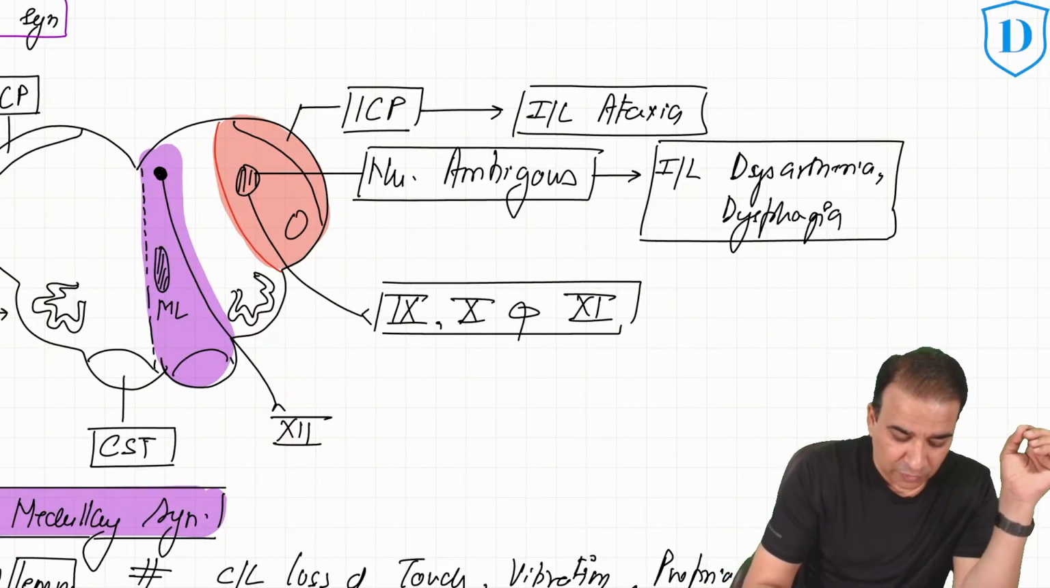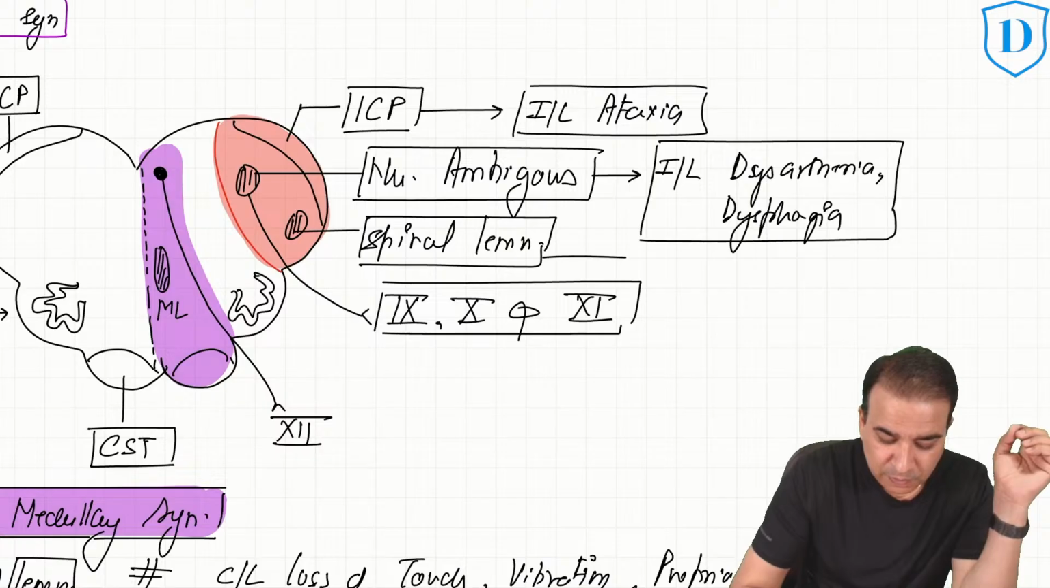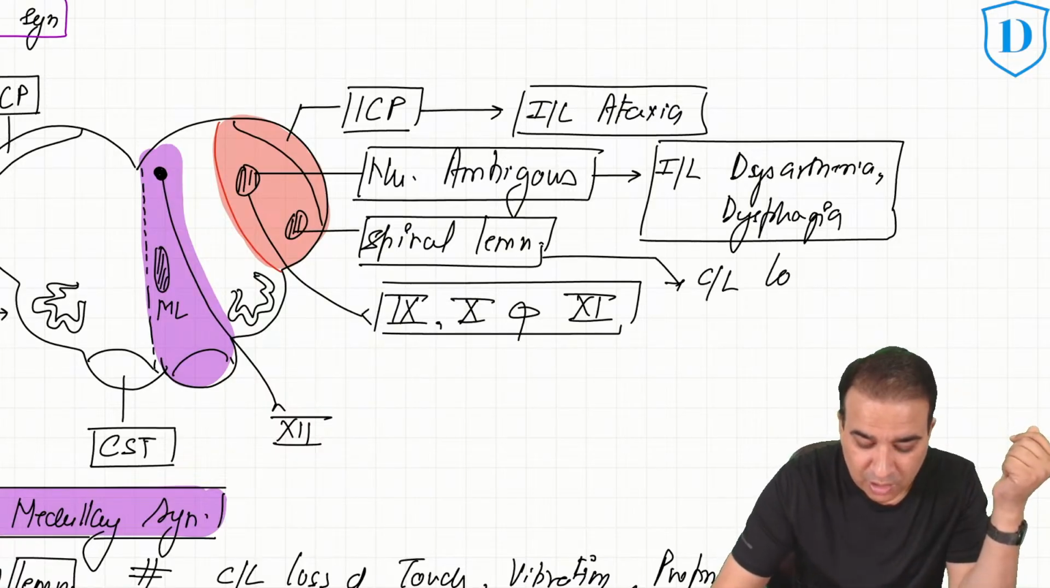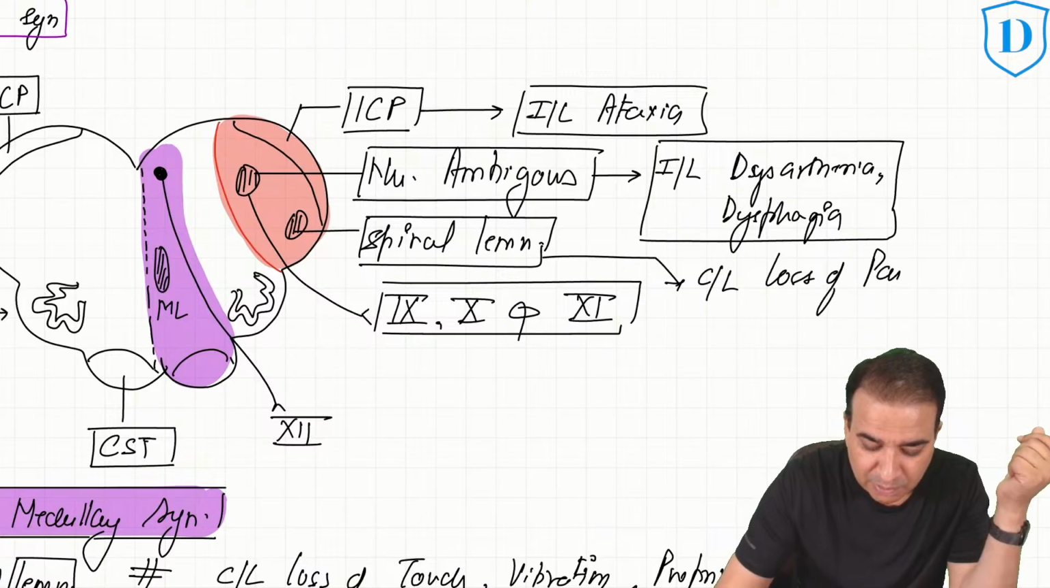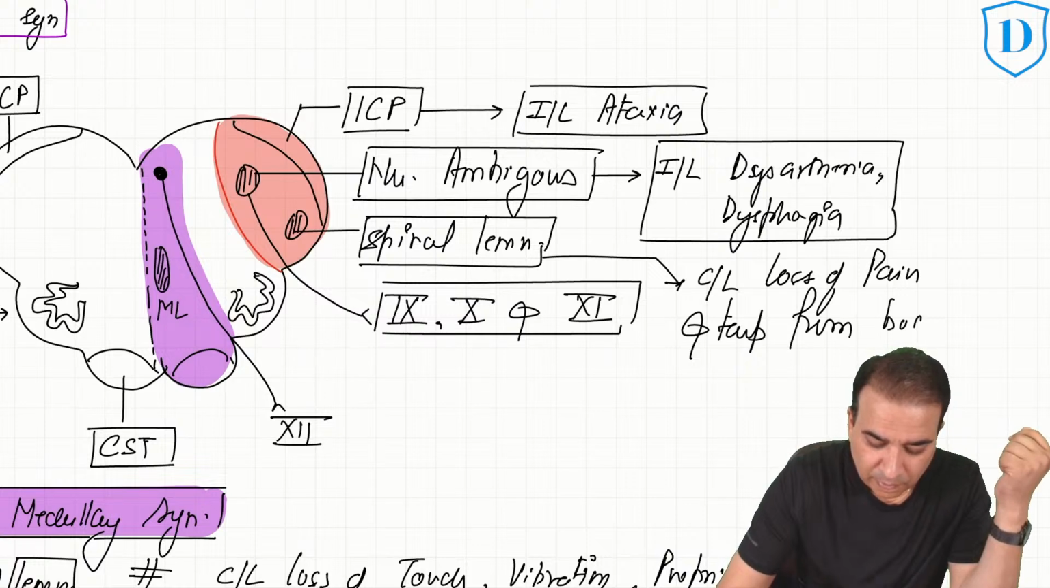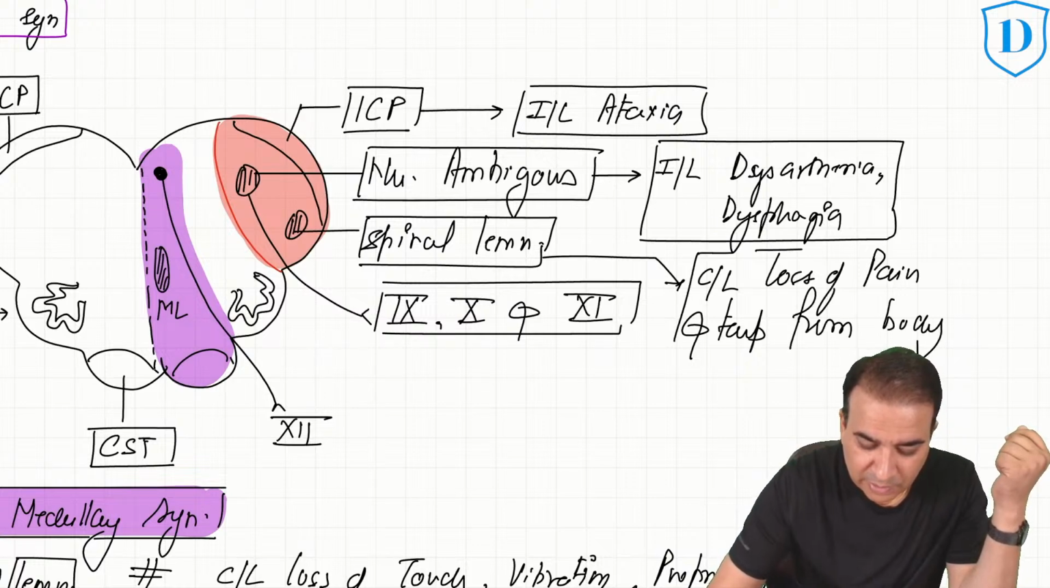There is an involvement of a lemniscus called the spinal lemniscus, which is carrying pain and temperature. So this lemniscus injury is contralateral. There will be a contralateral loss of pain and temperature from the body.